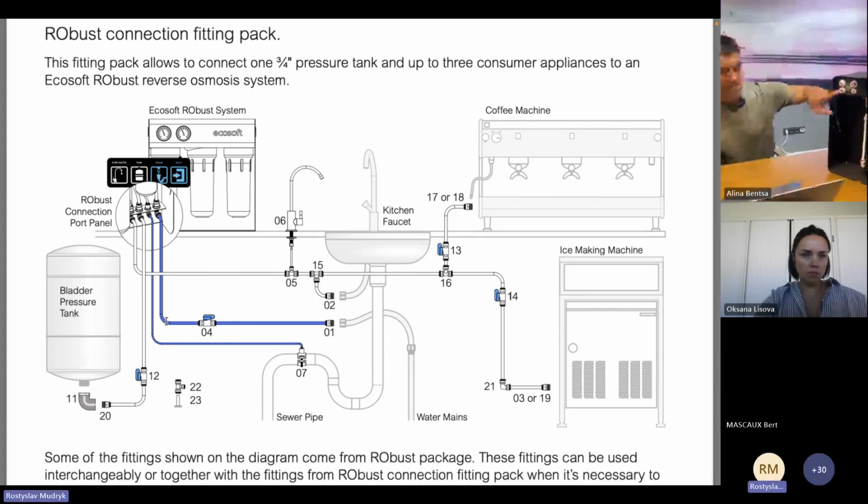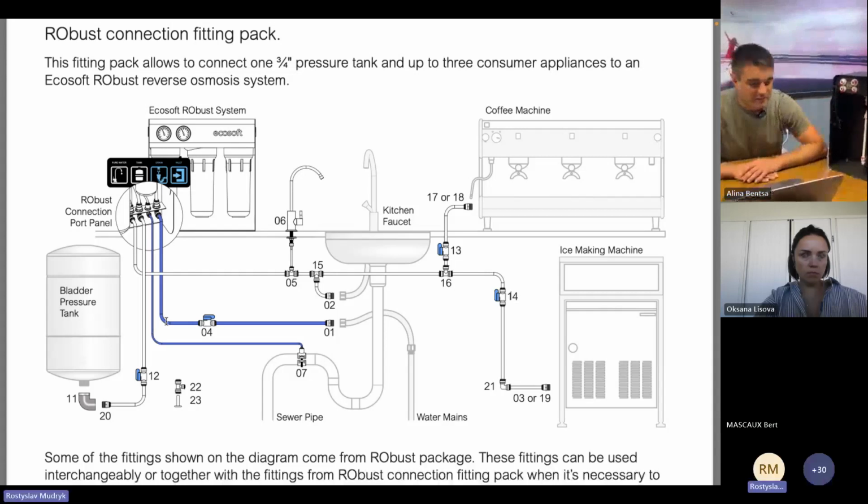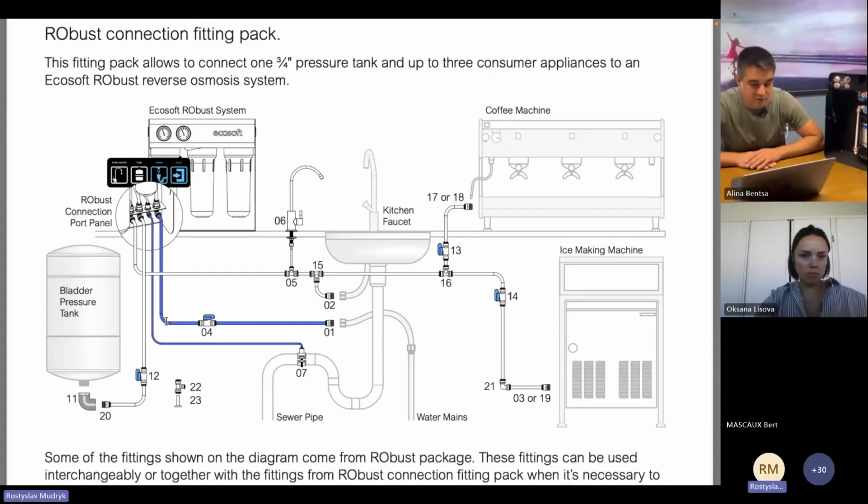So when you connect it to this pressure tank, it means that the water would pass the carbon filter before it goes to the faucet or coffee machine. That is the last stage of the Robust unit. And basically this is the way we connect it. We connect it to the bladder tank. We have a ball valve in the Robust connection kit, and then the water after Robust.